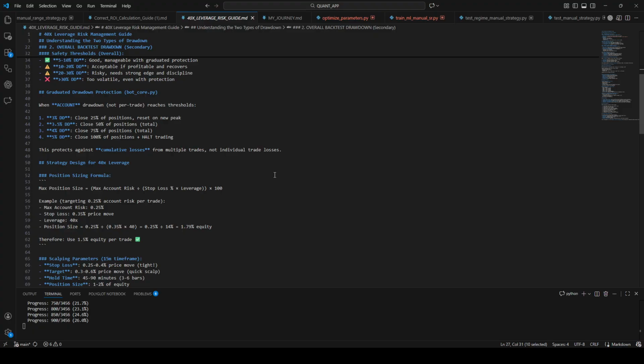So, graduated drawdown protection. When account drawdown, not per trade, reaches threshold 3%, close 25%. If it reaches 3.5%, close 50%. If it reaches 4%, close 75%. If it reaches 5%, close everything. So this could be a nice enhancement for the quant app.